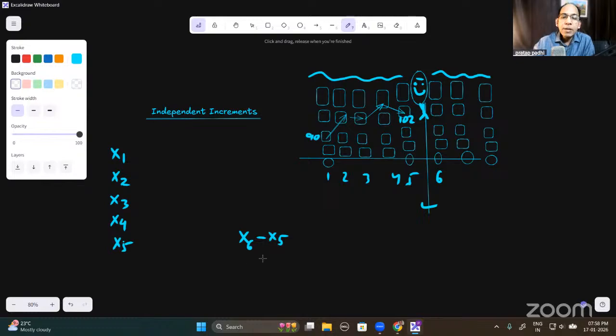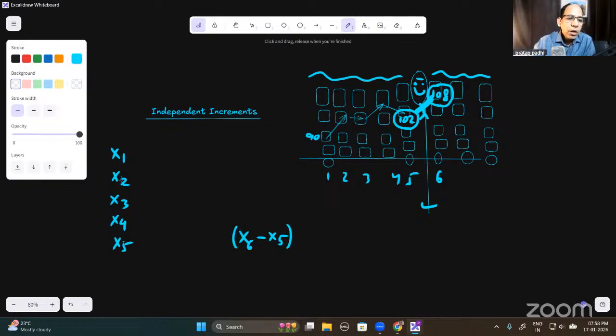Okay. That means, suppose I'm expecting 108 tomorrow. I don't know x6, right? So I'm thinking, suppose I have a portfolio and my value is 102. If I'm expecting 108, I'm expecting an increment of 6 for tomorrow. Not the value 108, but the increment, x6 minus x5.